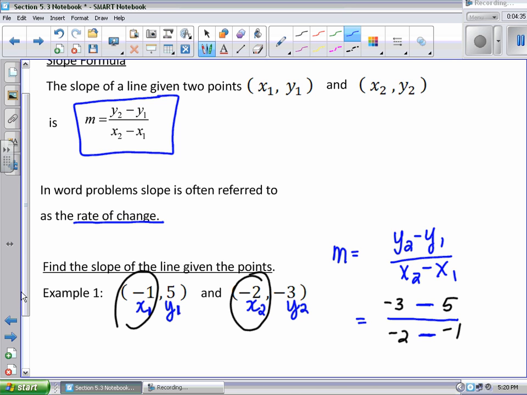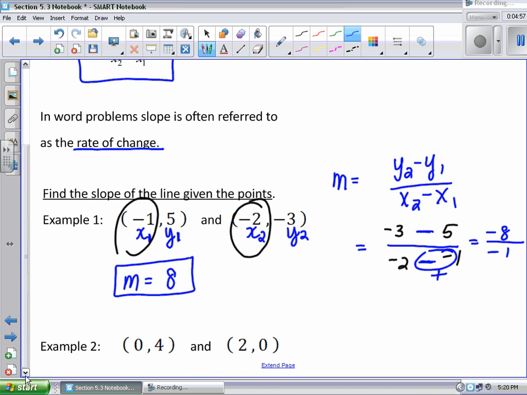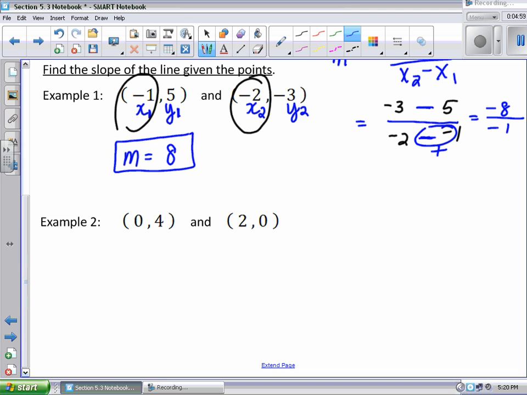So when we simplify here, negative 3 minus 5 is negative 8. And in the bottom, remember, double negative becomes a positive. Negative 2 plus 1 is negative 1. And our slope for this line then, when we simplify, is going to be a positive 8. There's our slope for example 1. Let's look at example 2.